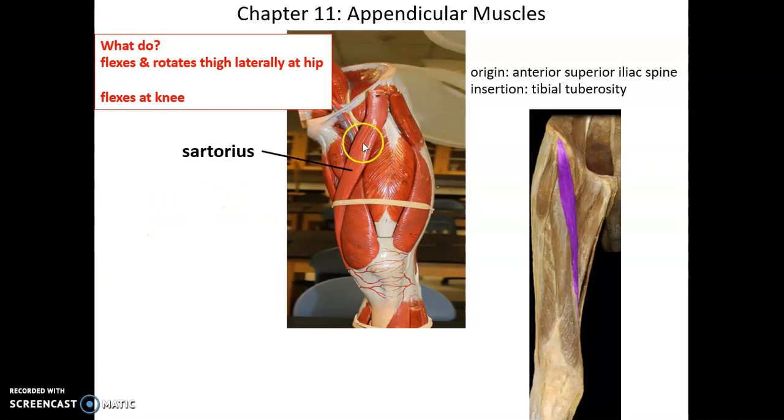All right, we also have sartorius. Sartorius goes from the lateral side at its origin at the anterior superior iliac spine, then crosses over to the medial side and inserts into the tibial tuberosity of the tibia. And so it crosses again two joints, the hip joint and the knee joint, so it can flex and rotate the thigh laterally at the hip joint, and it also can help to flex at the knee.